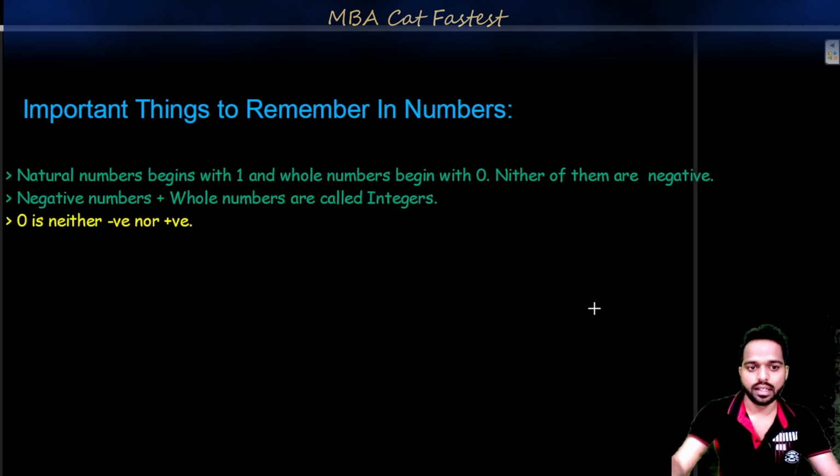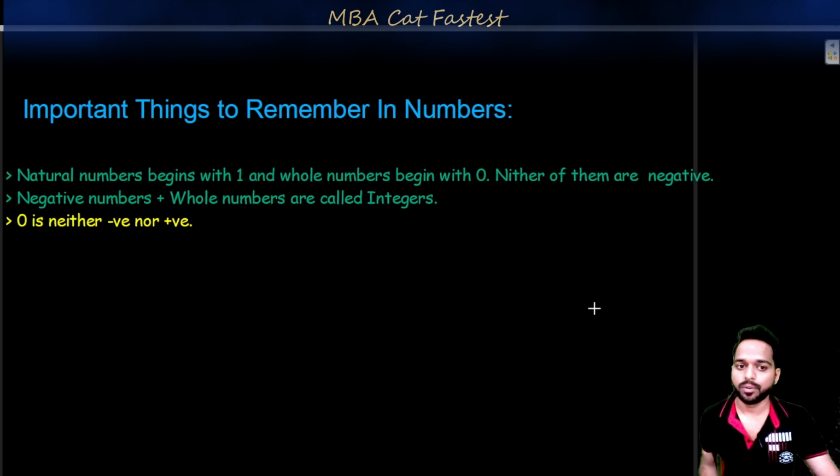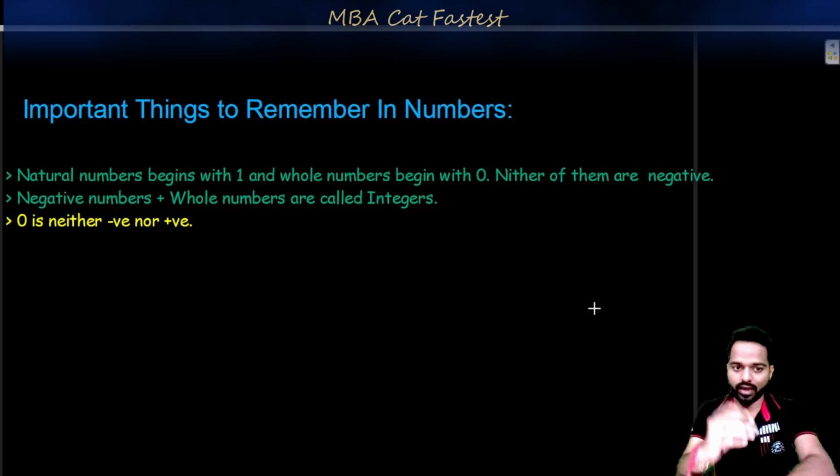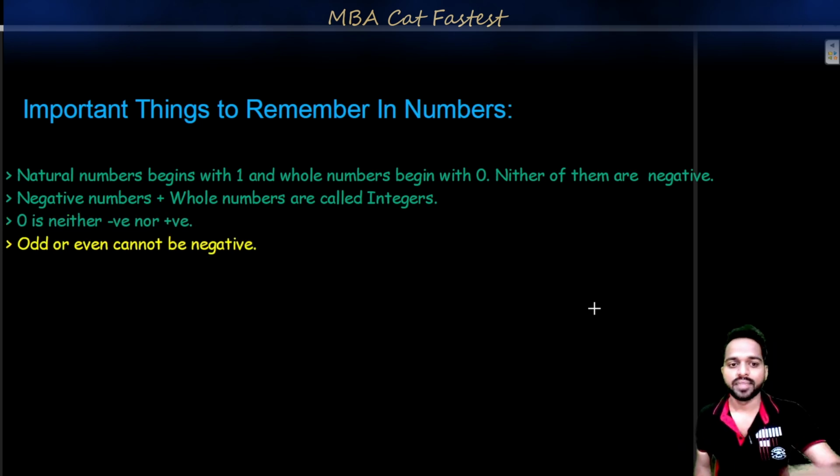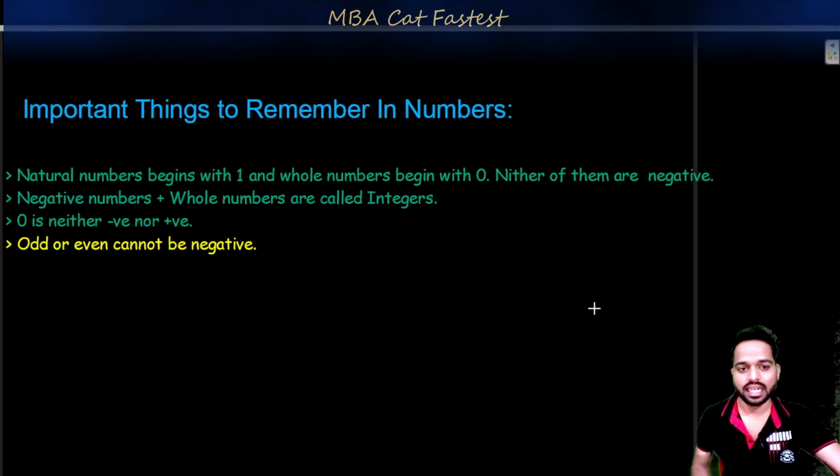Moving ahead. 0 is neither negative nor positive. Remember this point, we tend to forget it in the hurry of the examination. 0 is not negative. We will continue this. We have other points as well. Now, odd or even cannot be negative. So you might not have heard -3 is an odd number or -6 is an even number. So this is the reason behind it.